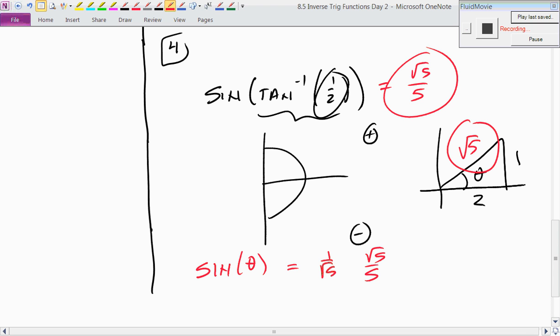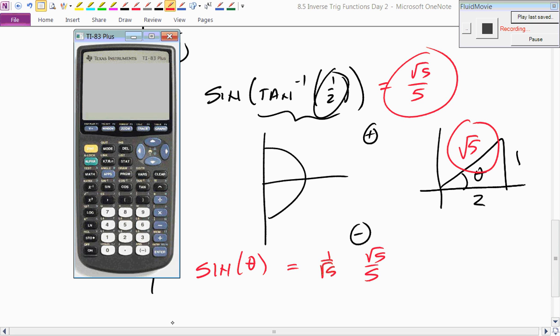All right, let's check on the calculator real quick. So let's bring it up. And let's say the sine of the inverse tangent of 0.5. Close parentheses. And I get that. It's positive. That's good. Now I'm going to check that decimal against this decimal of square root of 5 divided by 5. And notice we get the exact same thing, so we must have got it right. You guys with me on this?